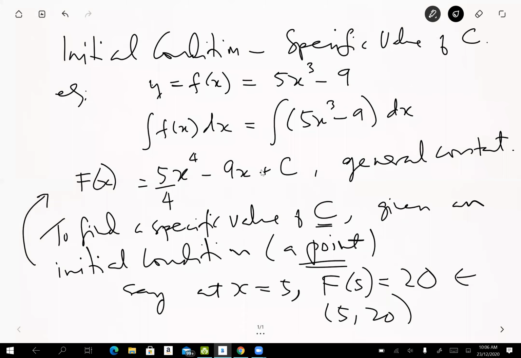Sorry about that. So what do you get? You put x equal to 5, so you get 5 over 4 times 5 to the power 4, minus 9 times 5, plus c equal to 20. Therefore, you can get c. What do you get for c?